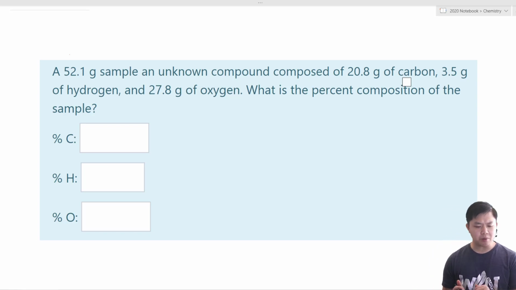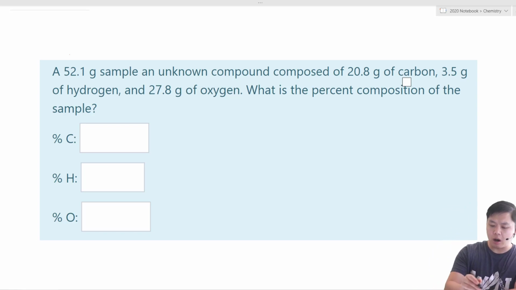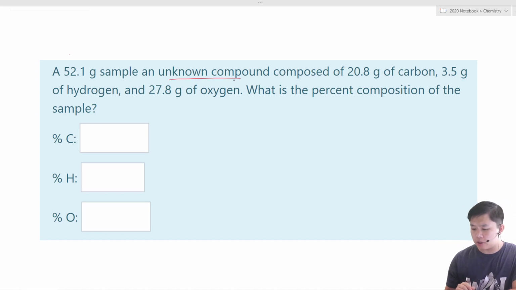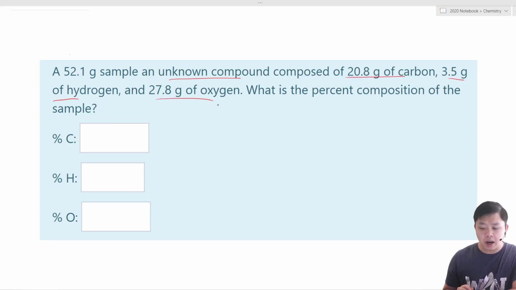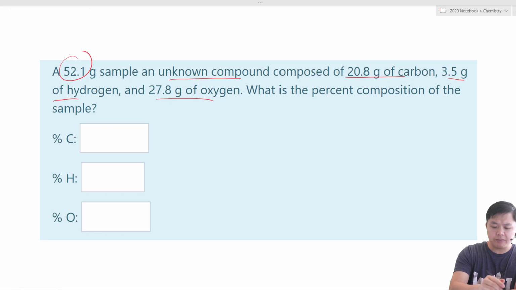Here we have a sample of 52.1 grams of an unknown compound, right? And using specific equipment, we can determine the mass of carbon, the mass of hydrogen, and the mass of oxygen in that unknown sample, and determine the mass percent or percent composition of the sample. So again, percent is part over whole. So in this case, we have 52.1, okay? So for now, this is going to be our total, and this is going to be our part.